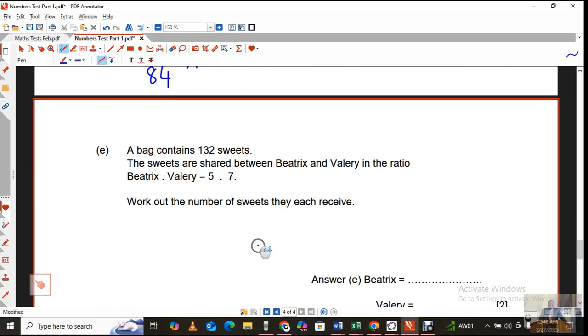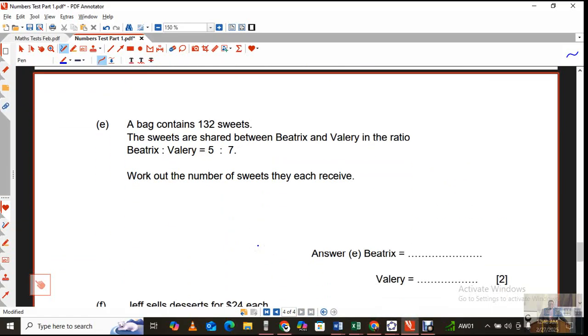Good, let's go to E. A bag contains 132 sweets. The sweets are shared between Beatrix and Valerie in the ratio Beatrix to Valerie, which is 5 to 7. So work out the number of sweets they each receive. Now this is really easy.